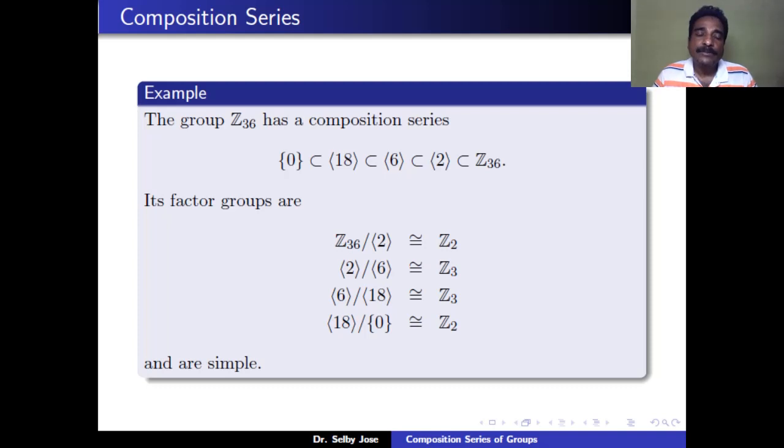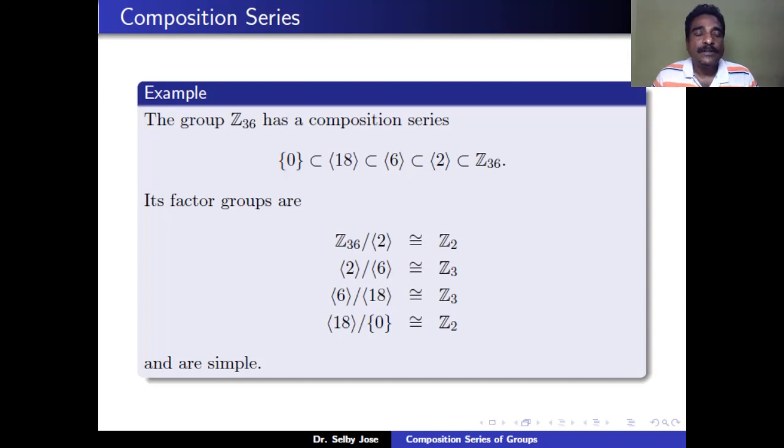And the quotient group of the cyclic subgroup generated by 6 mod the cyclic subgroup generated by 18: the cyclic subgroup generated by 6 contains 6 elements and the cyclic subgroup generated by 18 contains 2 elements. So the quotient group contains 3 elements, so it is isomorphic to Z3 and Z3 is a simple group. The cyclic subgroup generated by 18 mod 0 contains only 2 elements, so it is isomorphic to Z2. So all quotient factors or factor groups are simple groups.